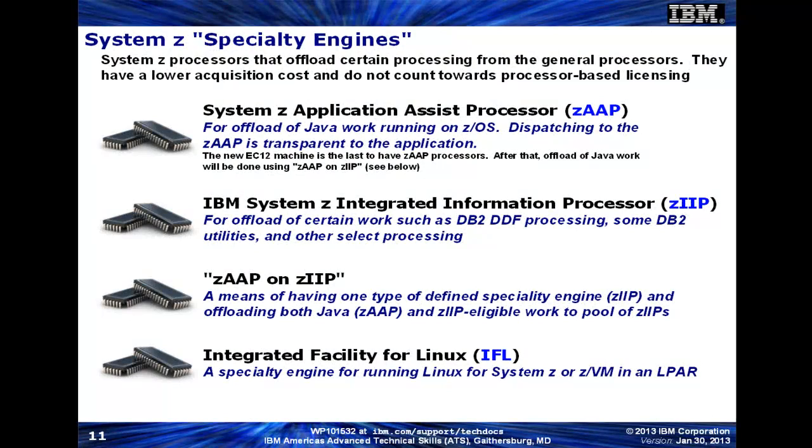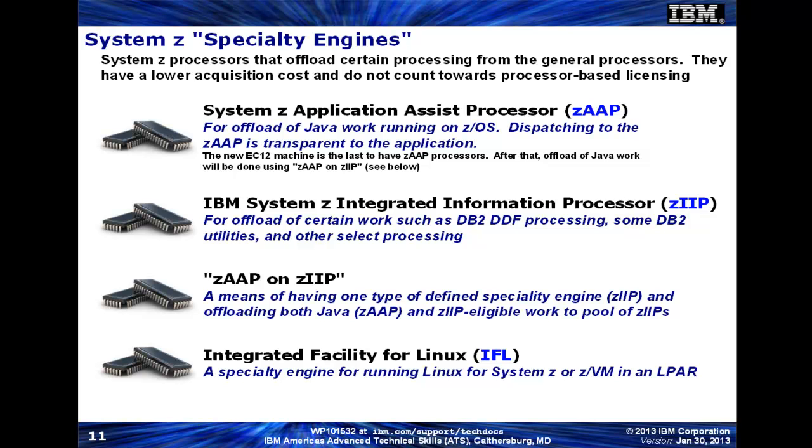System z specialty engines provide a place where certain classes of work may be offloaded. The benefit of this is twofold. First, it leaves more general processor, or GP, capacity for traditional workloads. Secondly, the work that runs on the specialty engines falls outside software licensing accounting based on GP usage. This makes the financial profile of running these offloadable work classes more attractive. The chart shows the various specialty engines and provides an indication of what they're used for.